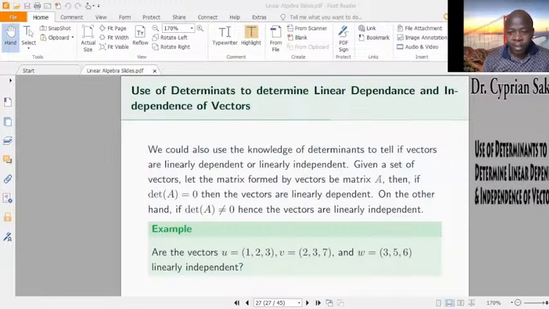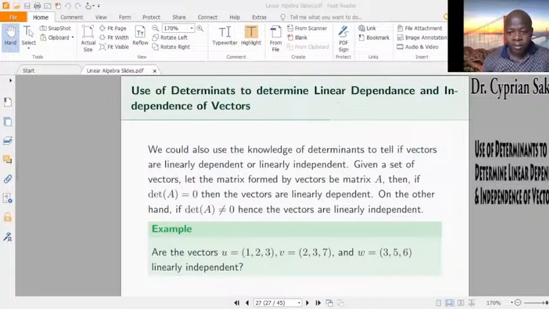Now if we obtain matrix A from those vectors, then when do we say that the vectors are linearly dependent? We say that the vectors are linearly dependent if the determinant of that matrix A is 0. But if the matrix gives us non-zero determinants, then the vectors will be linearly independent. So I just want to use an example to make this one clear to us.